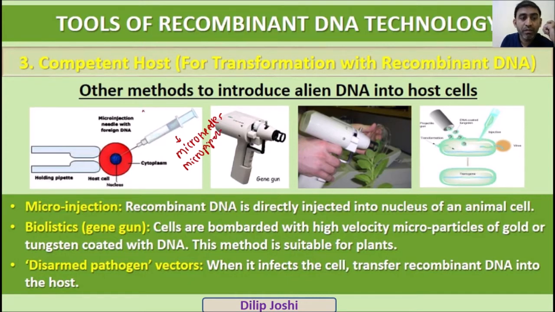So like here, a microinjection needle with foreign DNA. This is going to be injected into the egg, embryo or oocyte. So using a microneedle or micropipette, it is used in the egg cell, oocyte or embryo. So like this, and this technique was first discovered by a scientist whose name was Jeffrey Chamberlain.